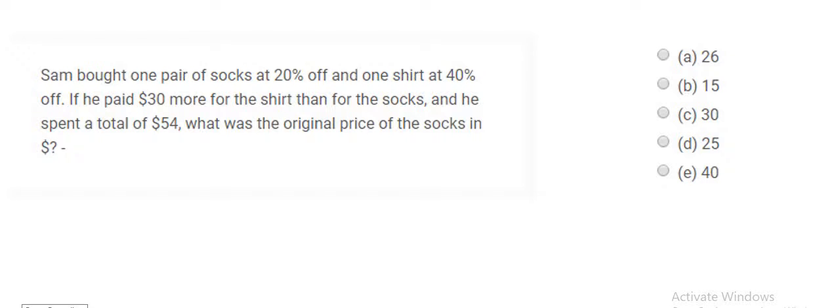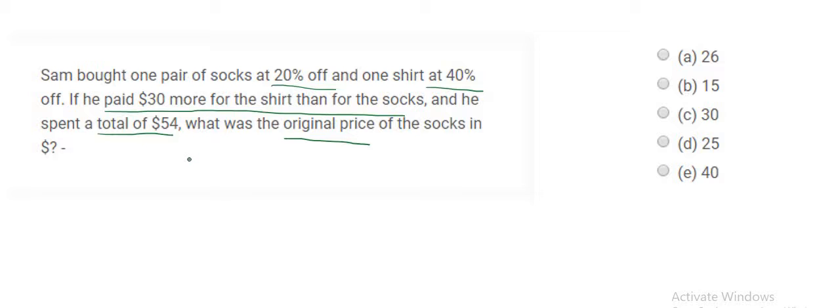Hello, we're going to solve another arithmetic problem. Here the question says Sam bought one pair of socks at 20% off and one shirt at 40% off. If he paid $30 more for the shirt than the socks and he spent a total of $54, what was the original price of the socks in dollars?